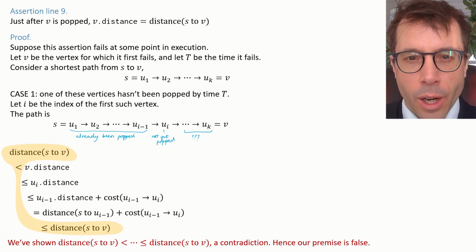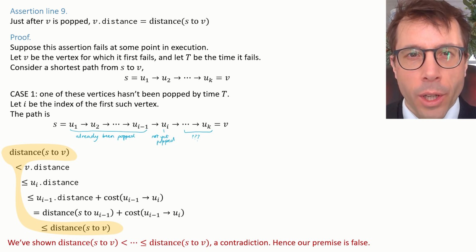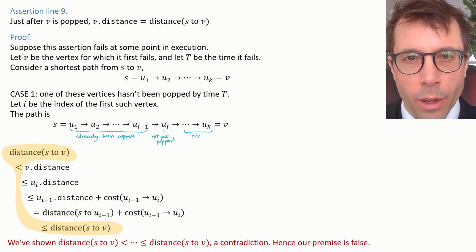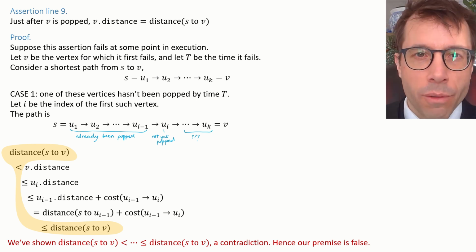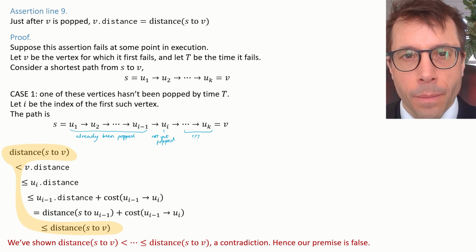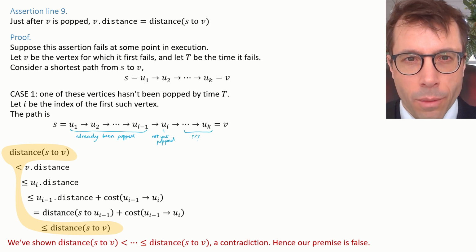And what are our premises here? We assumed firstly that the assertion failed. Secondly, we assumed that case 1 happened. One or other of these premises must be false. Either the assertion on line 9 never fails, or it did fail and case 1 didn't happen. Okay, let's look at the second possibility.